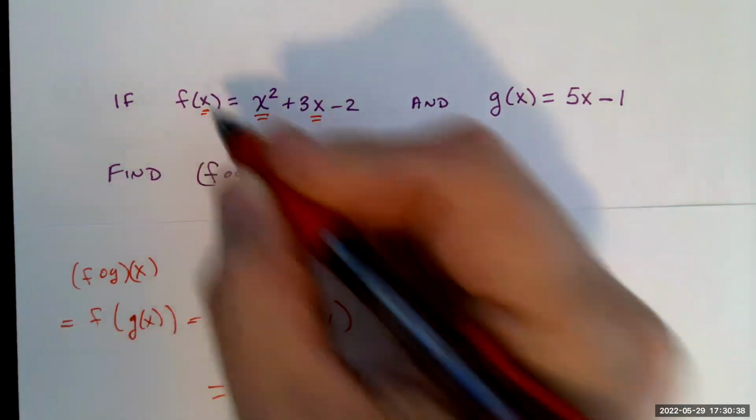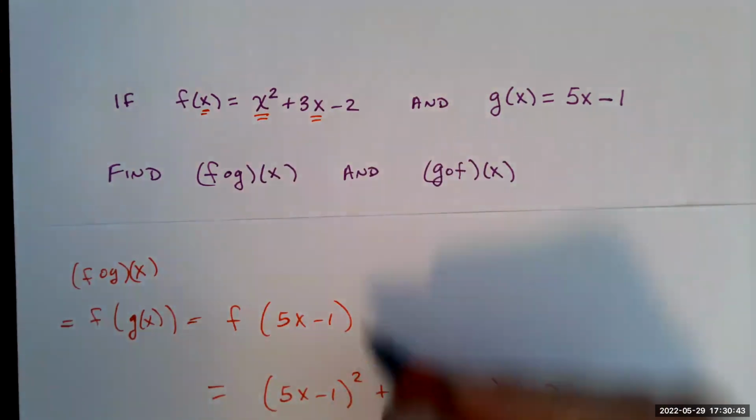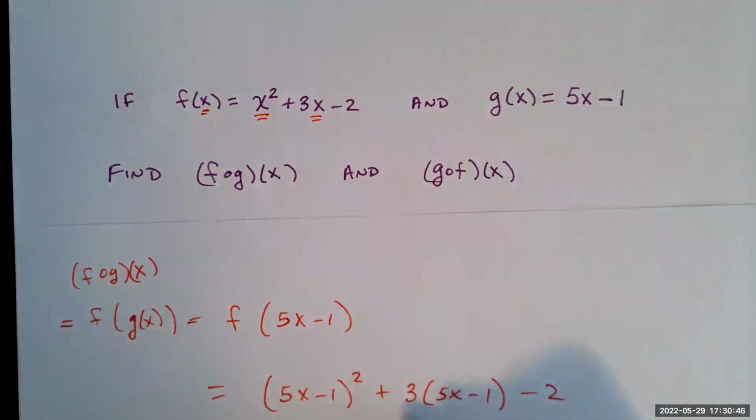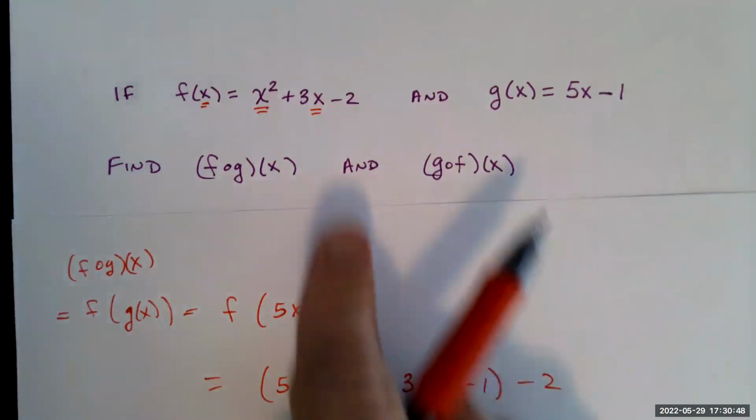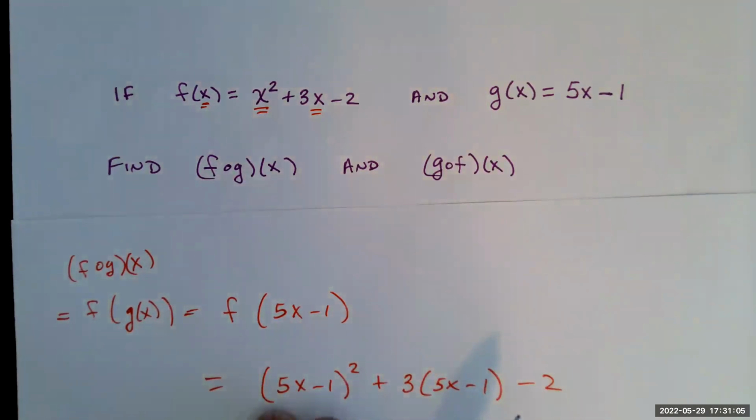So whatever is inside here, which is 5x minus 1, I'm going to first square that whole quantity, 5x minus 1 squared, and then 3 times that quantity. And then don't forget the minus 2. So that is F of G of X. But you should go ahead and do the simplification. And when you square 5x minus 1, very important to realize that that is not 25x squared and then squaring negative 1 plus 1. You can't do that, right?